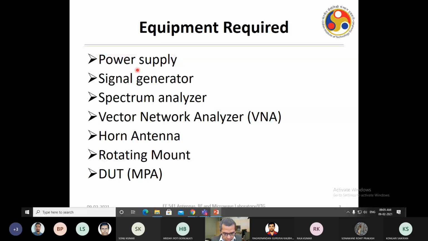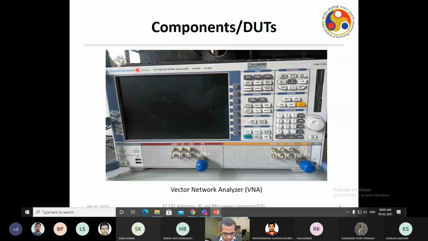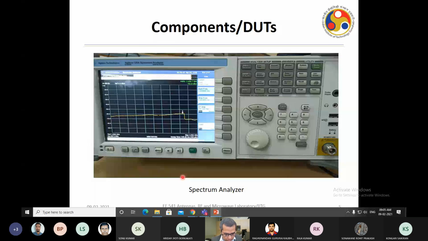By now you already know what this VNA looks like. It is a ZVA24, it works up to 24 GHz. It has two ports, port 1 and 2. Then this is a spectrum analyzer. It will be used for measuring the scattering parameters.